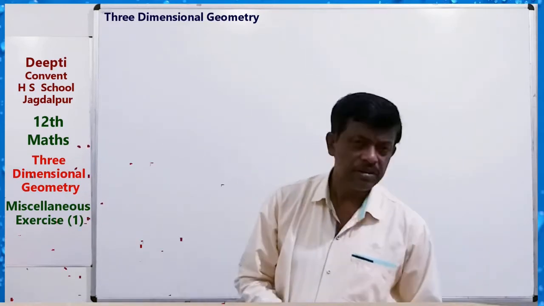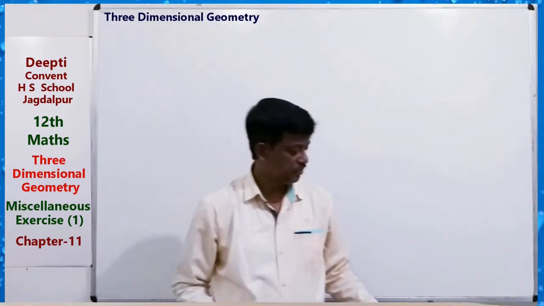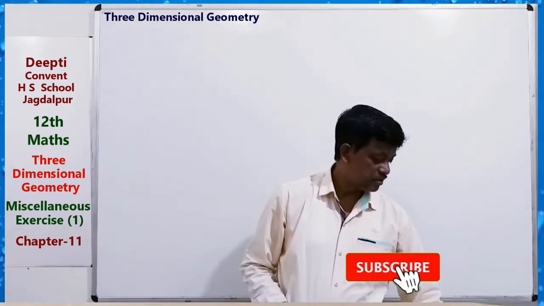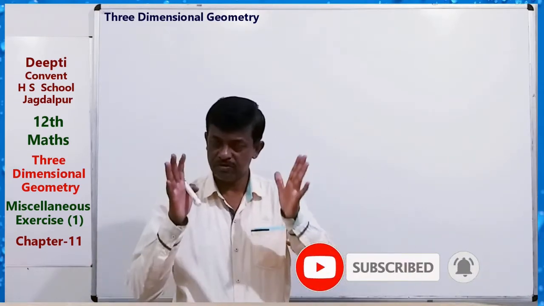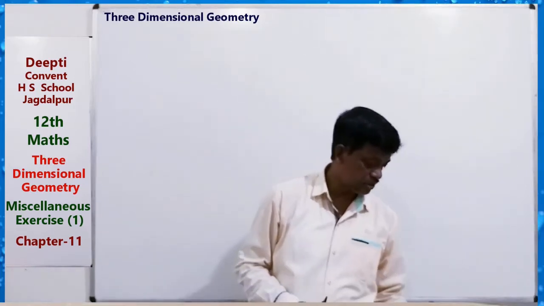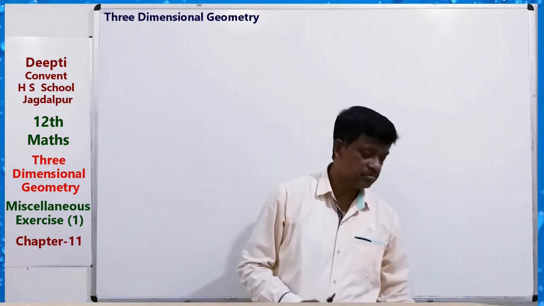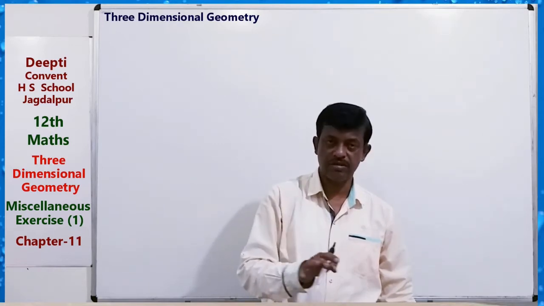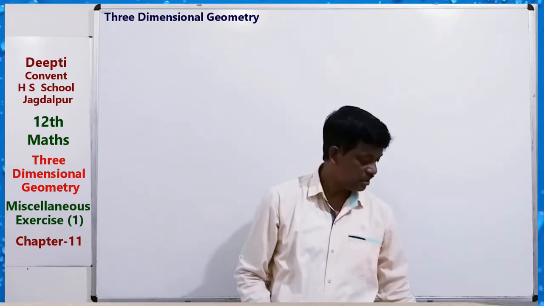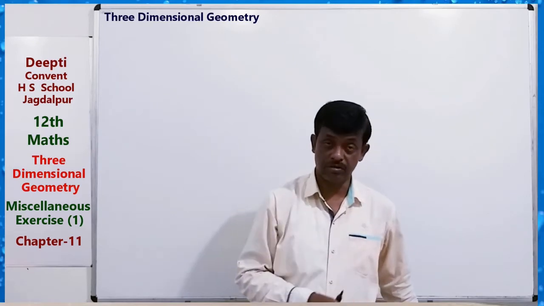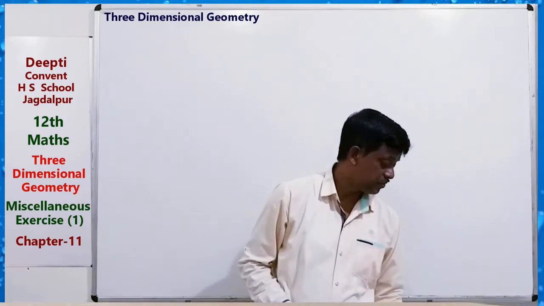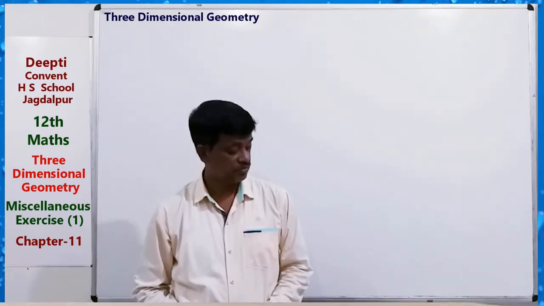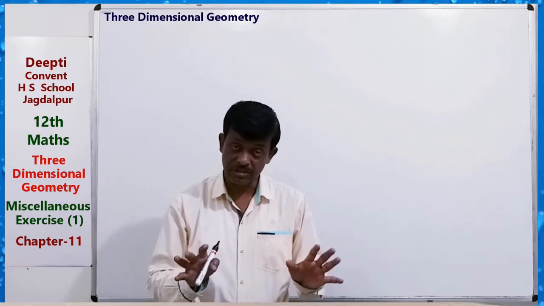Miscellaneous exercise actually contains questions of different types from the whole three-dimensional geometry chapter. So all the formulas we have discussed in the previous classes will be used for solving these questions. The miscellaneous exercise contains different types of questions as usual from the previous exercise. So here I will give the idea of how you can solve it. Okay, there are 23 questions and we have to solve all the questions.